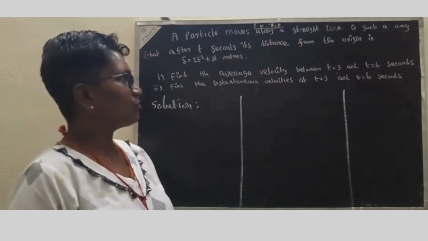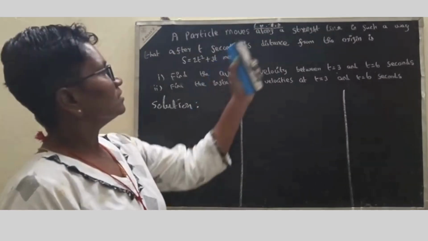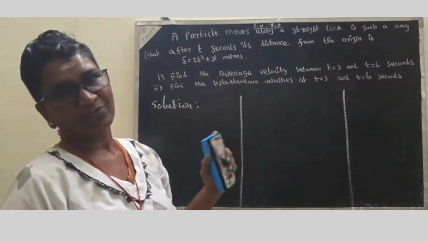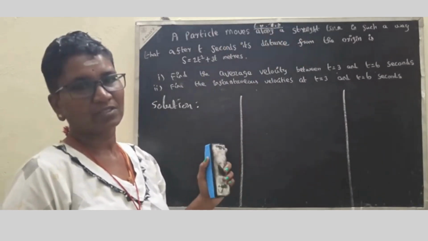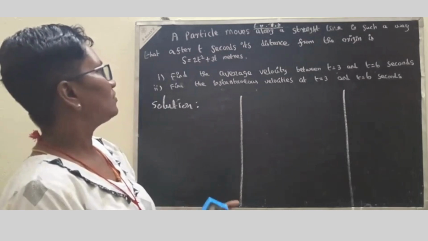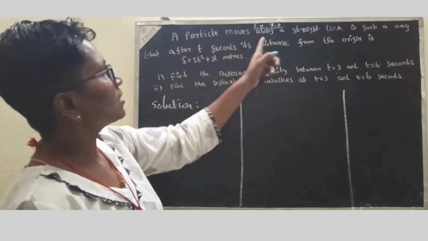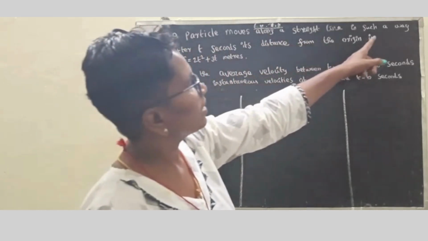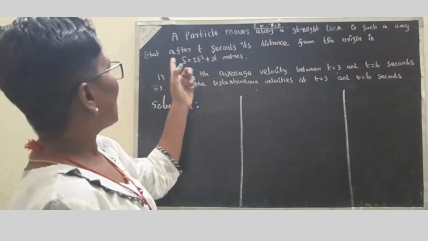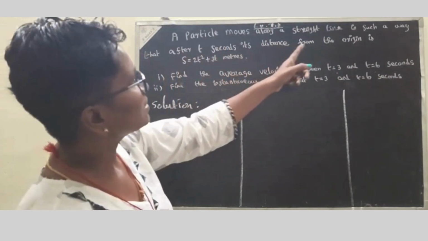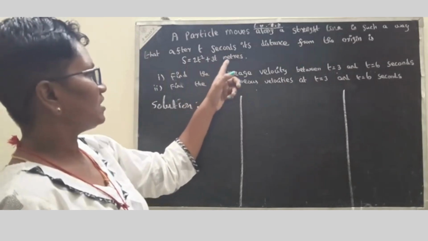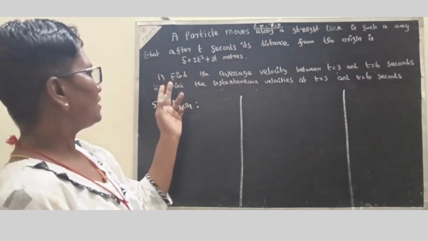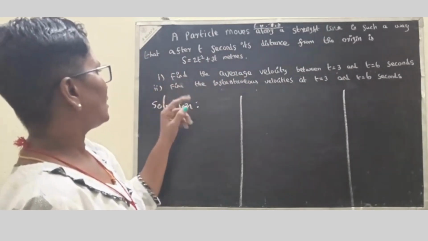Hi friends, today we are going to see Exercise 7.1 for 12th standard, that is applications of differential calculus. So we are going to see the first problem: a particle moves along a straight line in such a way that after t seconds its distance from the origin is s = 2t² + 3t meters. We have to find the answers to two questions.